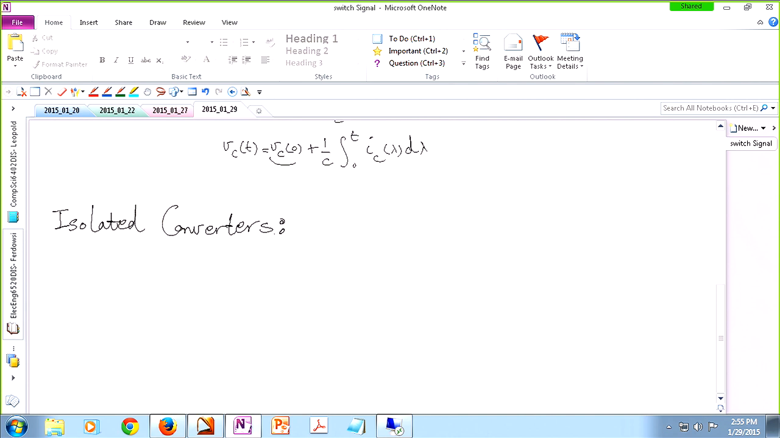As the name suggests, pretty much anywhere we want to use isolation, we would use a transformer, right? So let's say what is the most basic converter we can build using a transformer. And that's actually called a flyback converter.